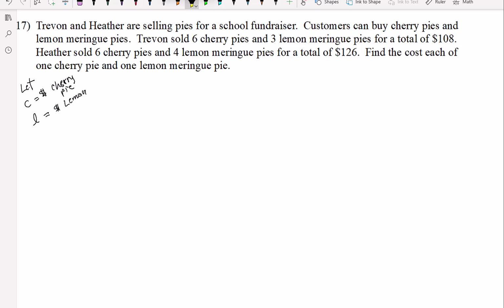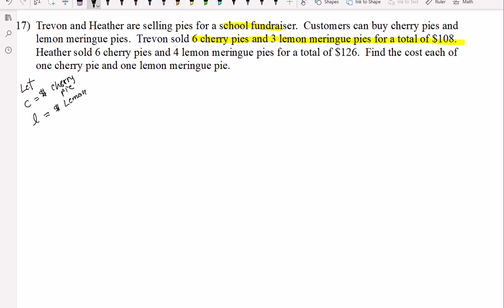So Trevon and Heather are selling pies at a school fundraiser. Okay, school fundraiser is a setup. Customers can buy cherry pies or lemon meringue pies. So that's our system. They're at the same fundraiser, two different pies. So Trevon sold 6 cherry pies, 3 lemon meringue pies for a total of $108.